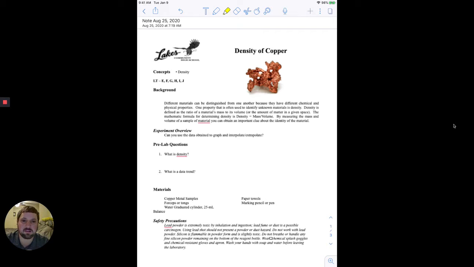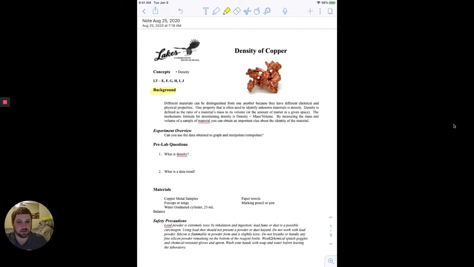Everyone, let's take a look at the density of copper lab. One thing I want to point out is to make sure that you guys are reading this background information. There's a lot of important information in there, and it can also help with the lab. So let's go through and address these questions.